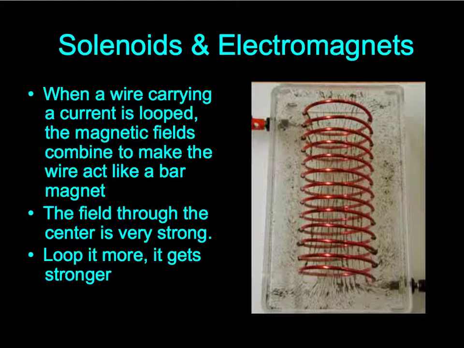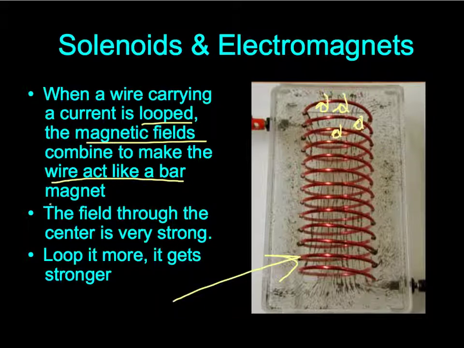magnet. So when you have a wire looped around like this one, the magnetic fields combine because there's a magnetic field that will exist around the wire. And so when you loop it around like that, all of those magnetic fields begin to combine and the wire acts like a magnet. The magnetic field that's going up through the center of that coil of wires is very, very strong.